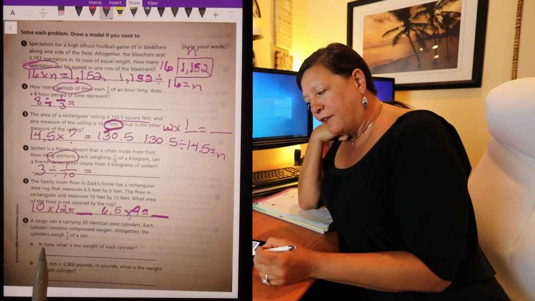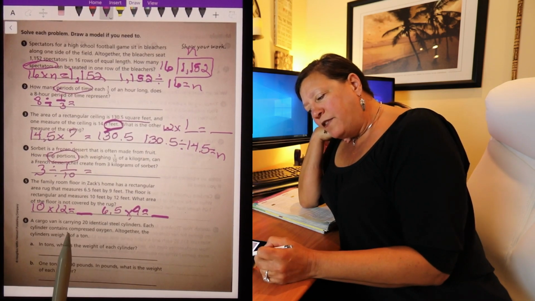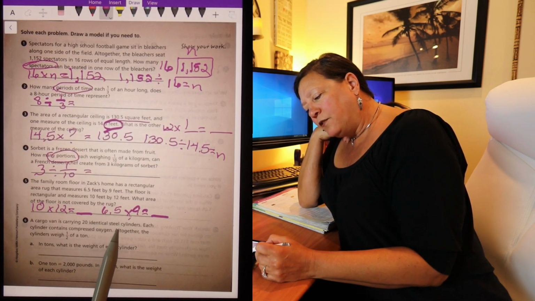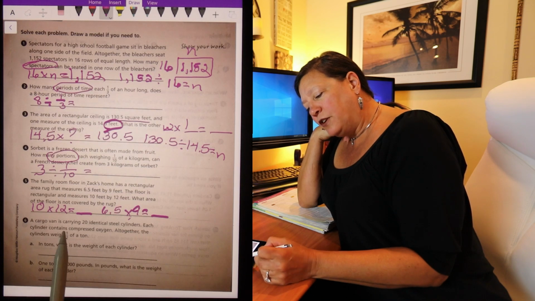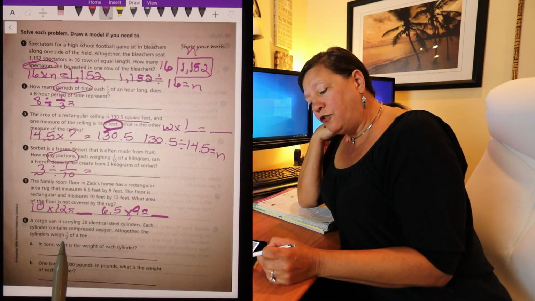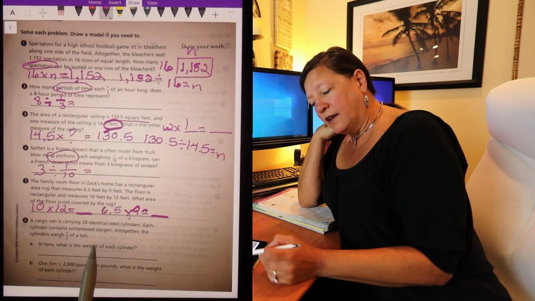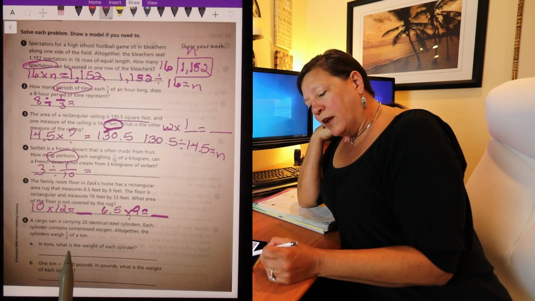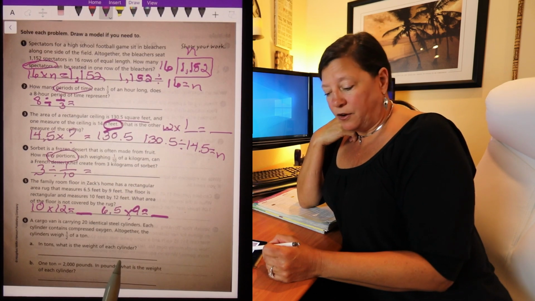And number 6, last one on the homework side. A cargo van is carrying 20 identical steel cylinders. Each cylinder contains compressed oxygen. Altogether, the cylinders weigh 1/2 of a ton. In tons, what is the weight of each cylinder?